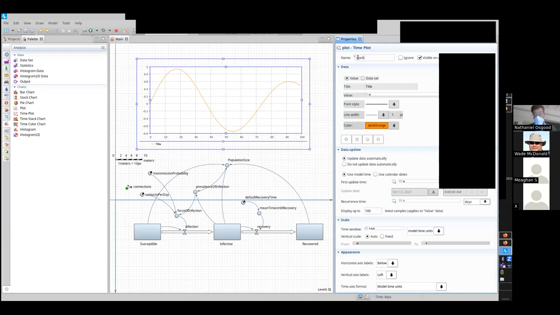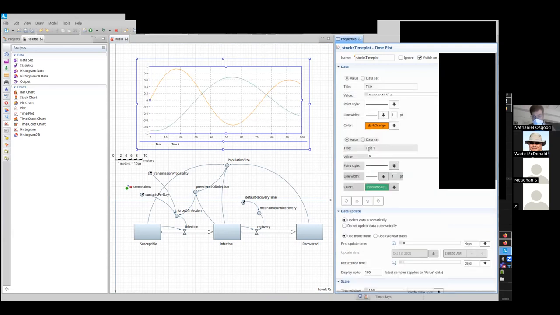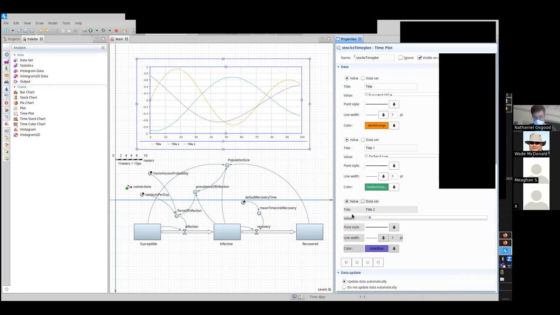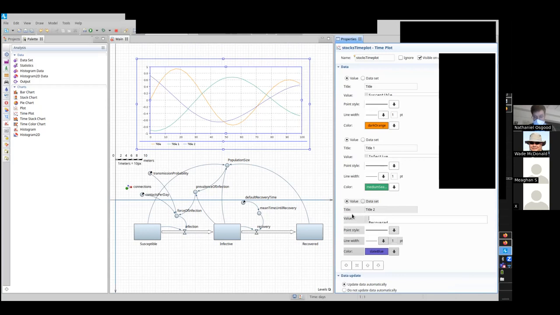For the time plot, this will be stocks time plot. And we're going to add in a value to be shown for susceptible. And then another one for infective. And then yet another one for recovered. And I'm going to make those the title as well, so that we not only have them shown, we actually know what color is used for each of them. Okay, so susceptible, here we go.